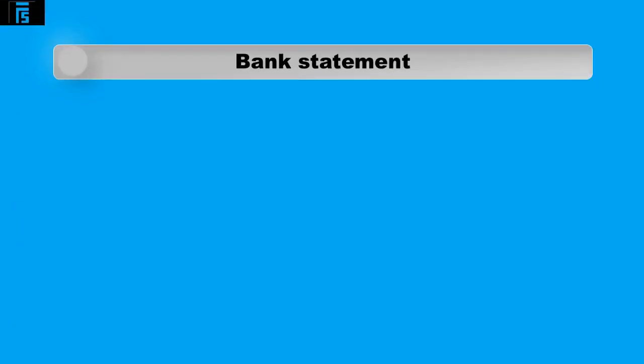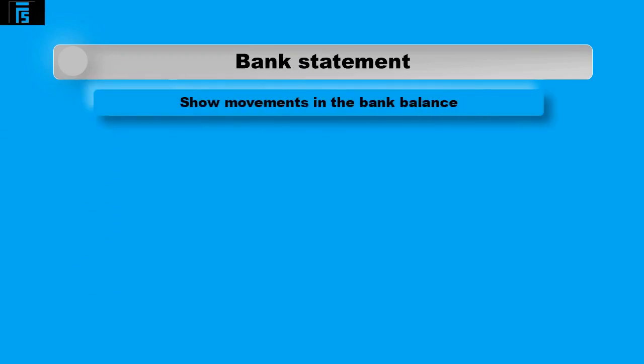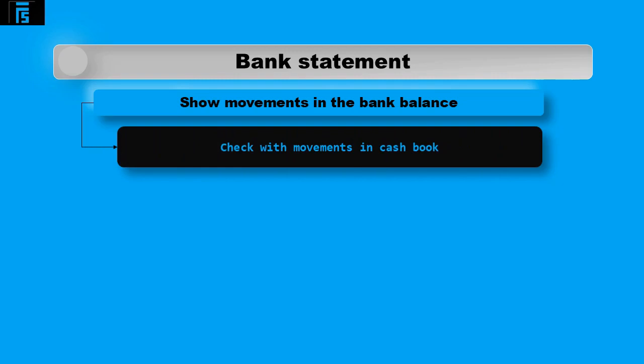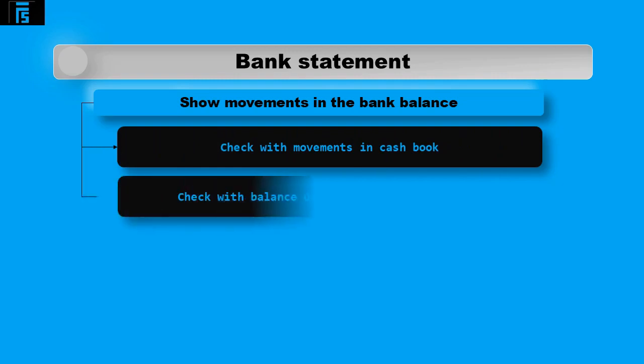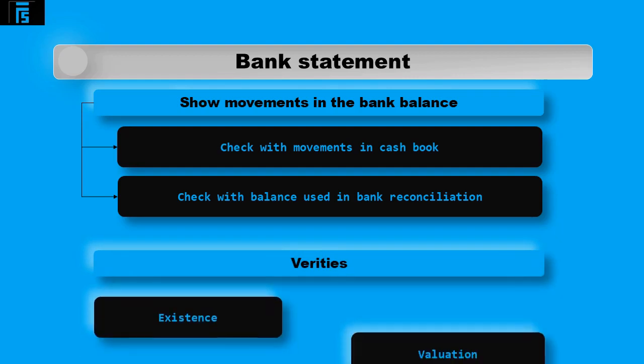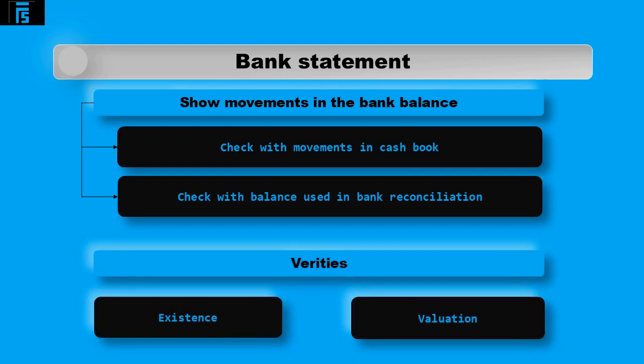The bank statement is a piece of independent evidence. It will show all movements in the bank balance during the period that can be agreed with the movements in the cash book. It can also be used to agree the balance used in the bank reconciliation and make sure it agrees with the bank records. This evidence verifies existence and valuation.